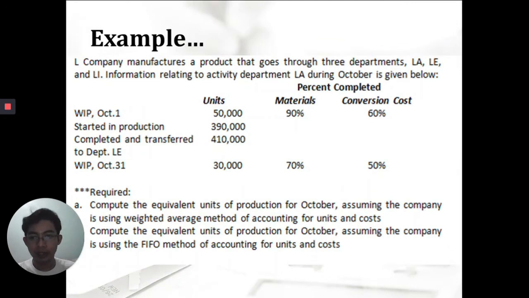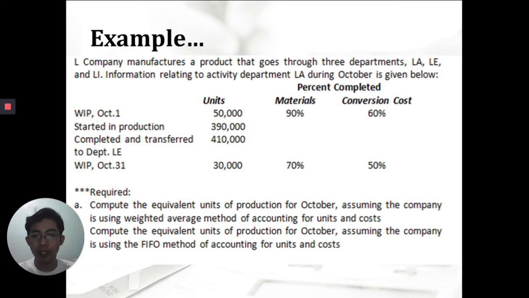L company manufactures a product that goes through 3 departments, LA, LE, and LI. Information relating to activity in department LA, the first department, during October is given below. The WIP beginning in units is 50,000, and the percentage of completion for materials is 90% and for conversion cost is 60%. Started in production is 390,000. Completed and transferred is 410,000. WIP ending is 30,000, and the percentage of completion for materials is 70% and for conversion cost is 50%.